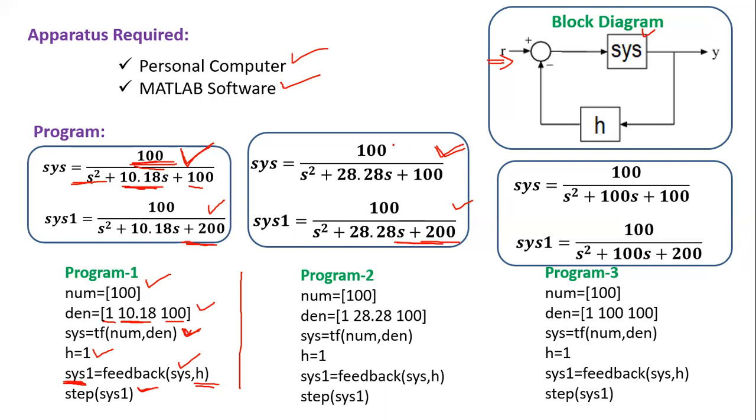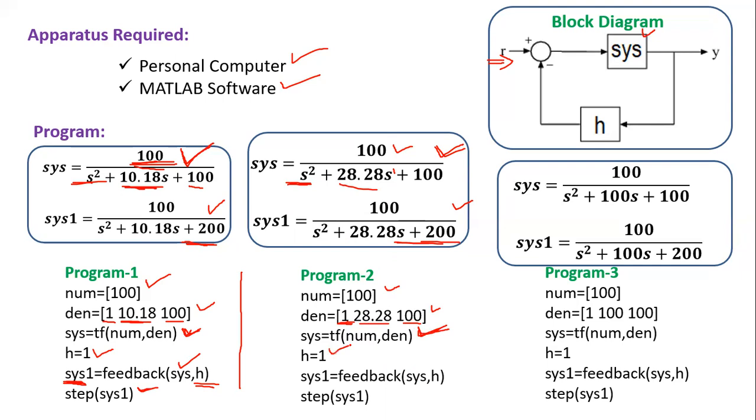That means coming to the open loop system, the numerator coefficient is 100, and coming to the denominator coefficients, the highest power is s square, so the s square coefficient is 1. The next highest power is s power 1, so the s power 1 coefficient is 28.28, and the s power 0 coefficient is 100. Once we know the numerator and denominator, by using these two we are framing the open loop transfer function, SYS equal to tf of numerator comma denominator.